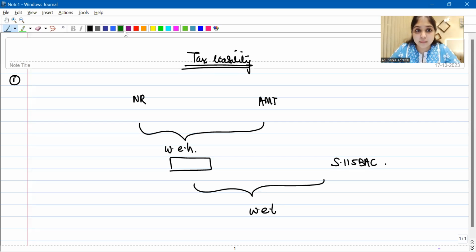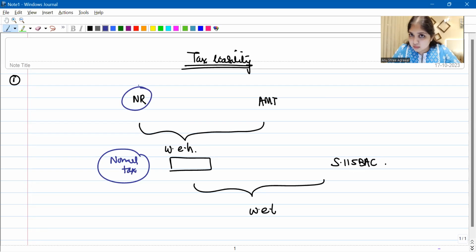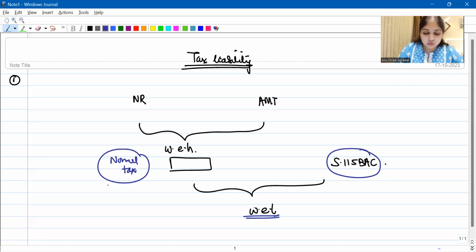Keep this chart in mind. So normal rate tax or AMT tax, whichever is higher, this number will become your normal tax. This normal tax or 115BAC, whichever is lesser, this is going to be the amount which you should be paying to the government. Okay, keep this basic chart in mind.